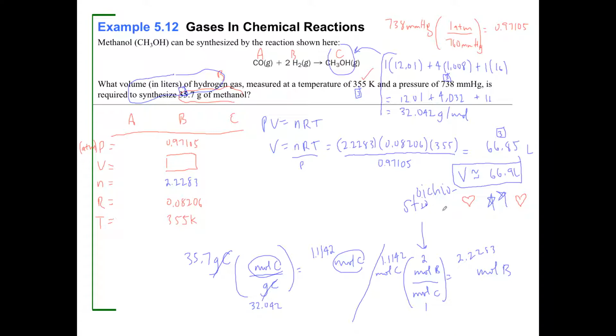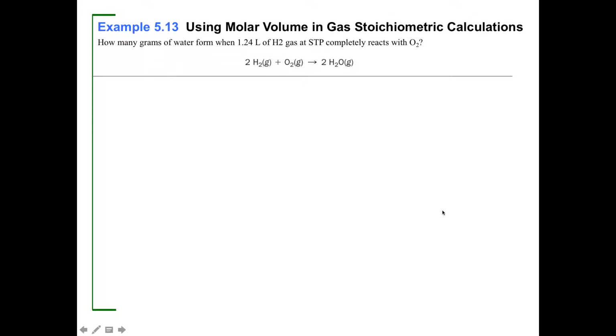All right, let's do another problem, and then we'll be done with this section. The other problem, again, is going to be stoichiometry using molar volume. That's the shortcut. I'm going to use the molar volume shortcut, even though I've already told you I'm against shortcuts. How many grams of water form when this? Okay, this is STP, and this is my gas right here. I'm going to use A, B, and C, and use this as my column heading instead of rewriting it over here. So P, V, n, R, T.